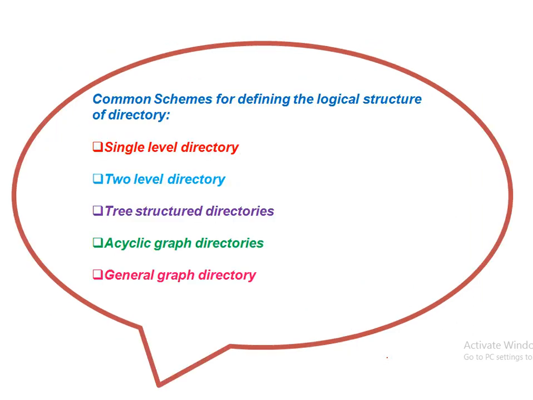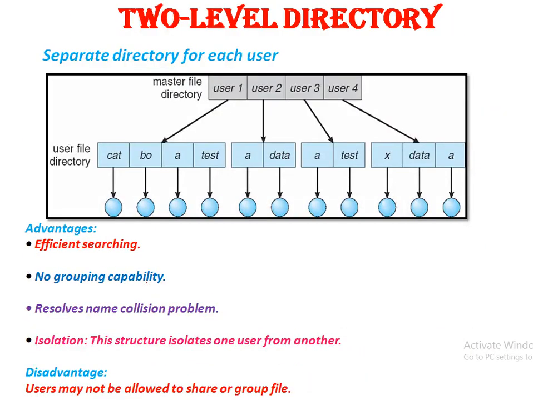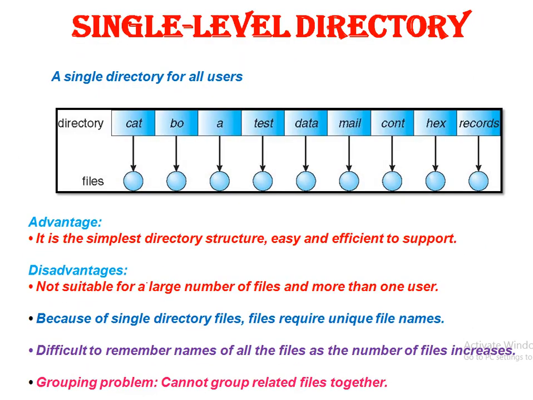Now we shall see the common schemes for defining the logical structure of a directory. What are the logical structures of a directory? First, single level directory, two level directory, tree structured directory, acyclic graph directories, and general graph directories. First one is single level directory.